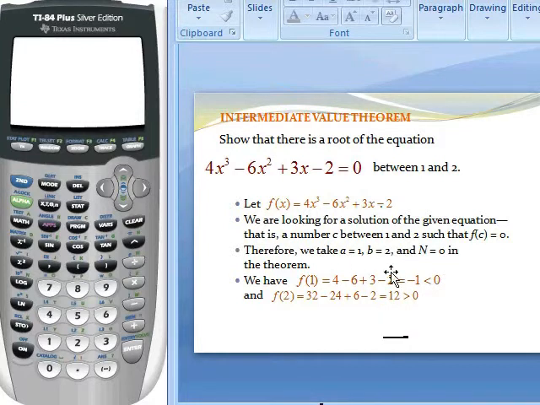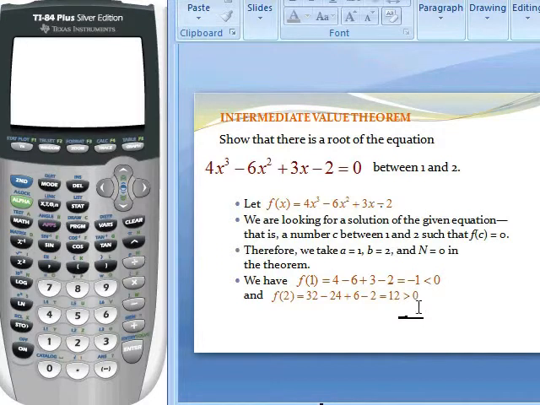Now let's look at that. If I do it by hand, I can put in 1. It doesn't have to be 1, between 1 and 2, but it's something in the vicinity. When I put in f of 1, I get negative 1, which is less than 0. When I put in 2, I get 12, which is greater than 0.